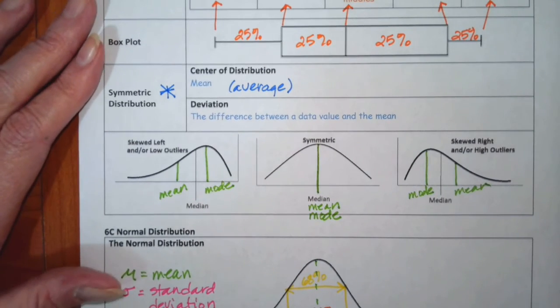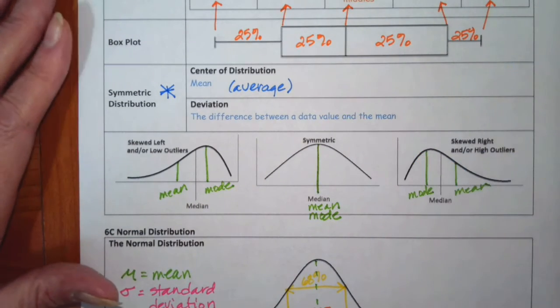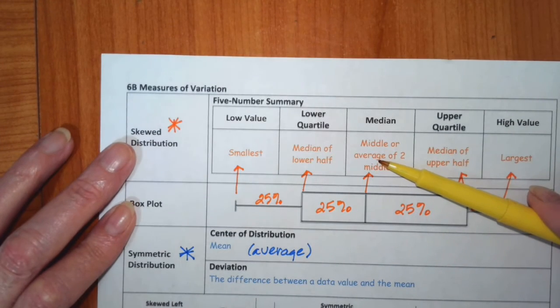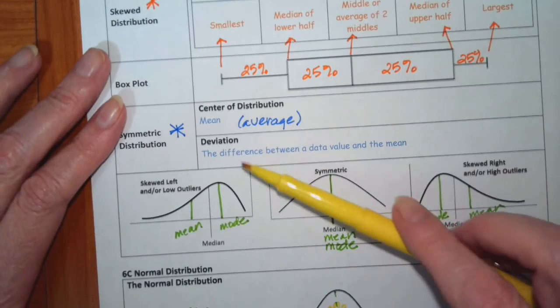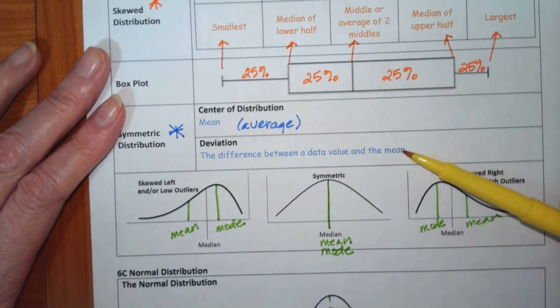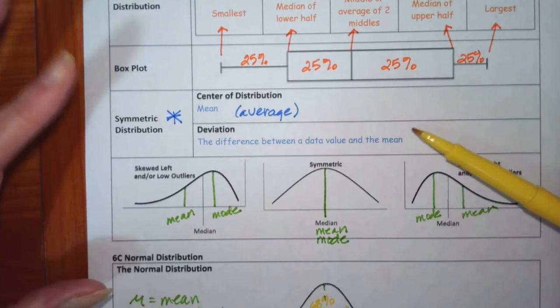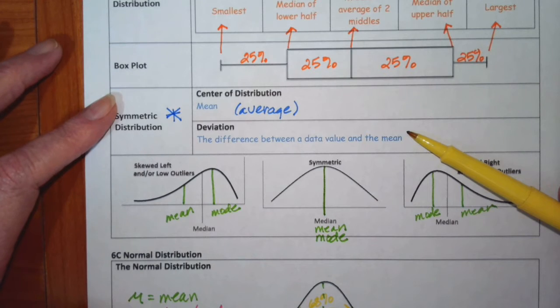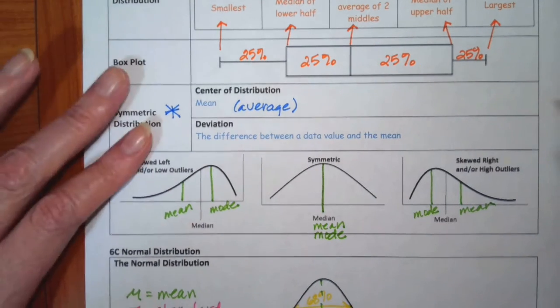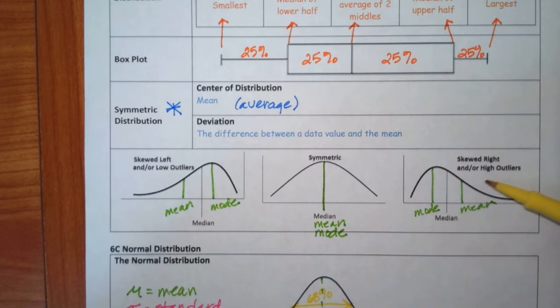Okay, symmetric distribution, the center is the mean. If it's skewed, the center is the median. And the deviation is the difference between a data value and that mean. Okay, and we're going to talk about normal distribution and standard deviation in just a minute. So here's how it looks when you have a left skewed, symmetric, and right skewed.